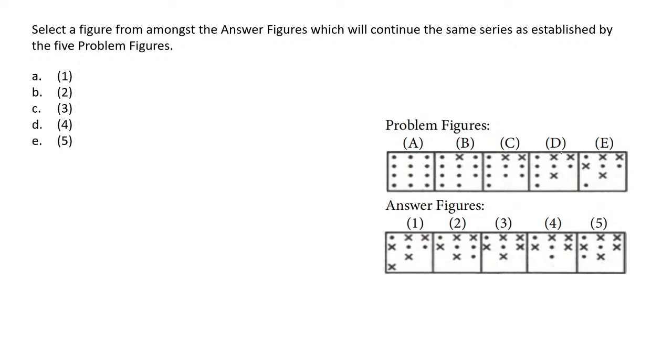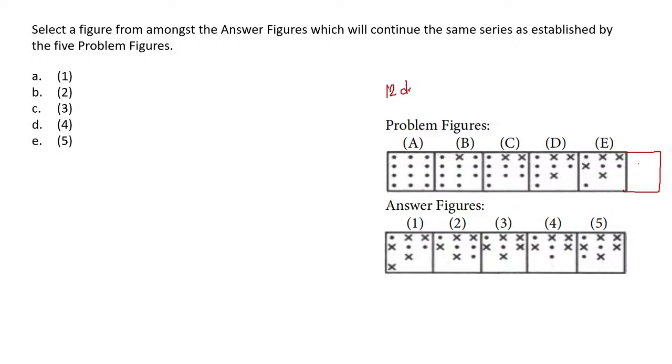Like A, B, C, D, E, and after E there should be a diagram. This diagram can be any one among these answers. Like it can be 1, it can be 2, it can be 3 or 4 or 5. And we'll have to find which one is the answer. Okay, let's try. Now here we have how many dots? We have 4 threes are 12 dots. And here we have 10 dots and 1 cross.